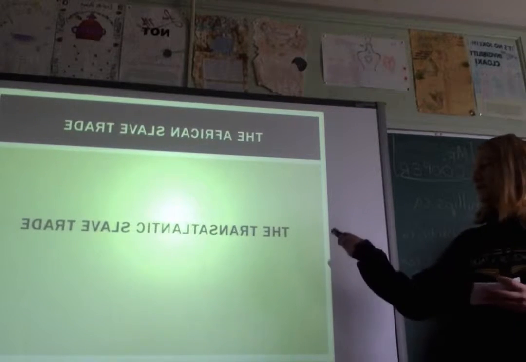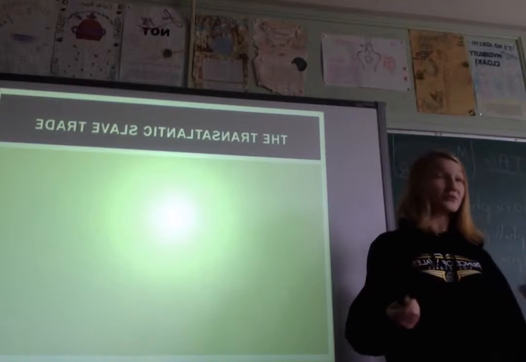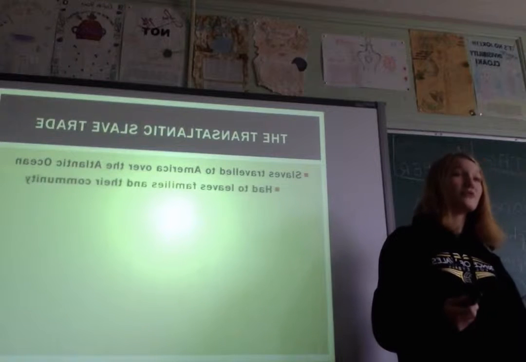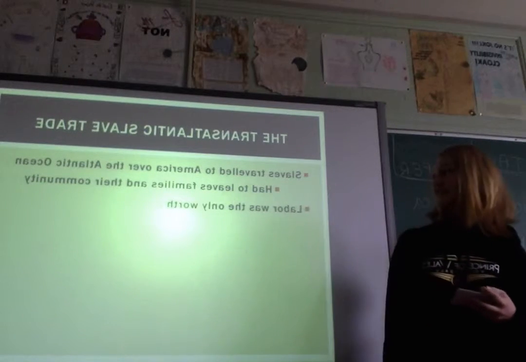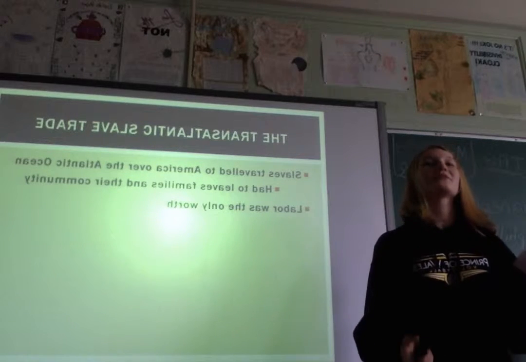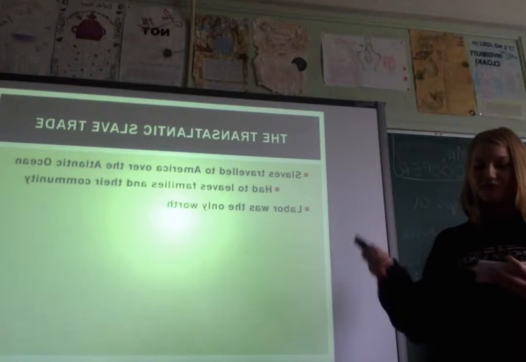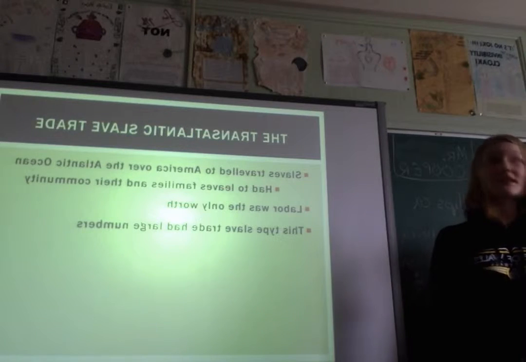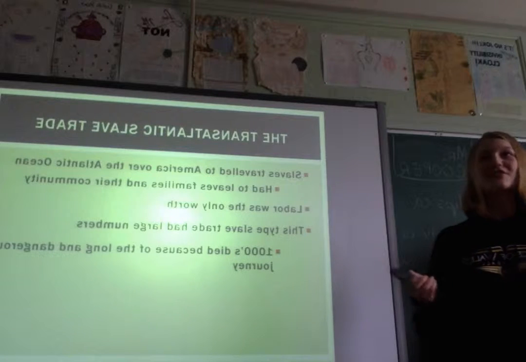Okay, another type of slave trade was the transatlantic slave trade, and in many ways this slave trade was a lot more brutal than the African slave trade. Slaves had to travel to America over the Atlantic Ocean, and they had to leave their families and their communities. Their labor was their only worth, rather than in the African slave trade, where simply their presence for population would be enough. And this type of slave trade had larger numbers, and out of these large numbers, thousands died because of the long and dangerous journey across the Atlantic Ocean.